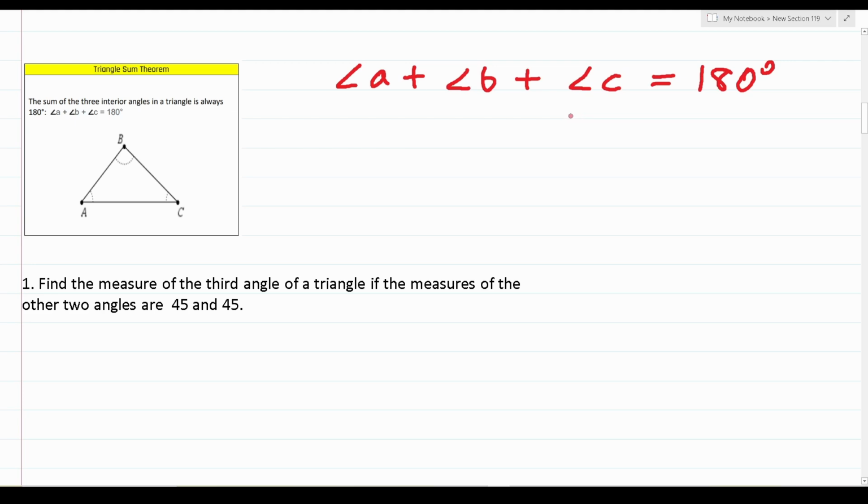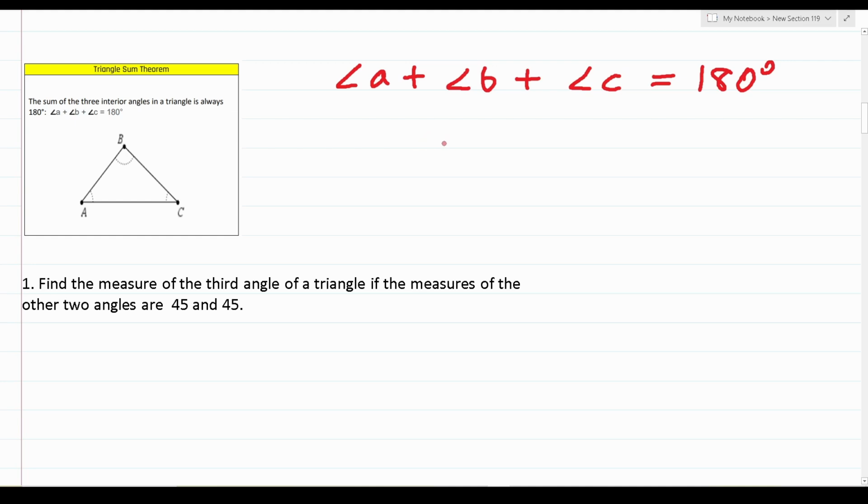Let me point something out here. If you're given at least two of these measurements, you can always find the third one. So if you're given A and B, you can find C. If you're given A and C, you can find B. And if you're given B and C, you can find A. And as a matter of fact, that's what we're going to see in the following practice questions.